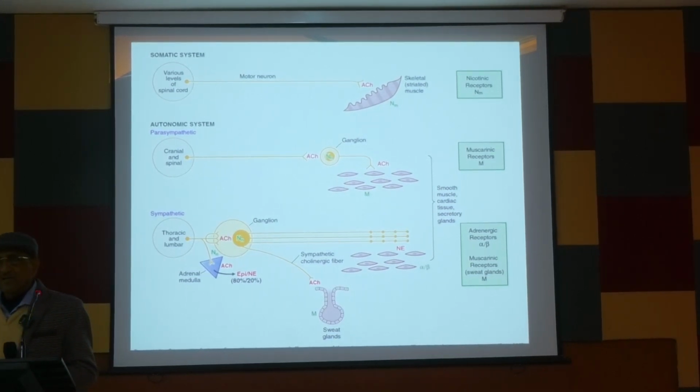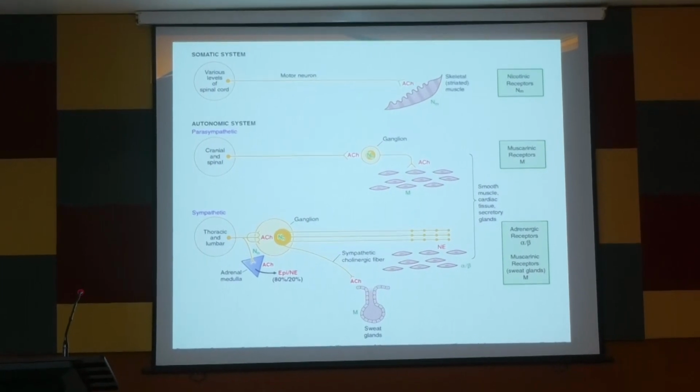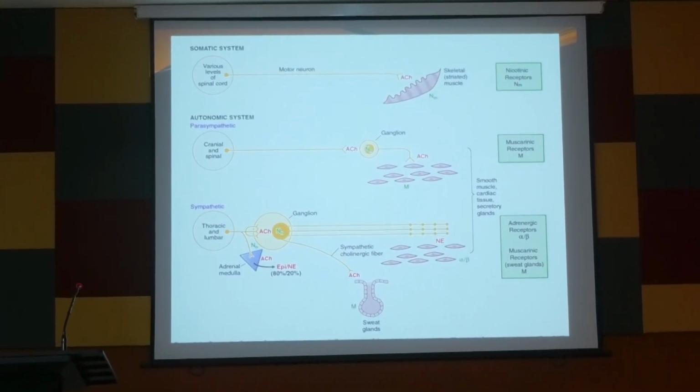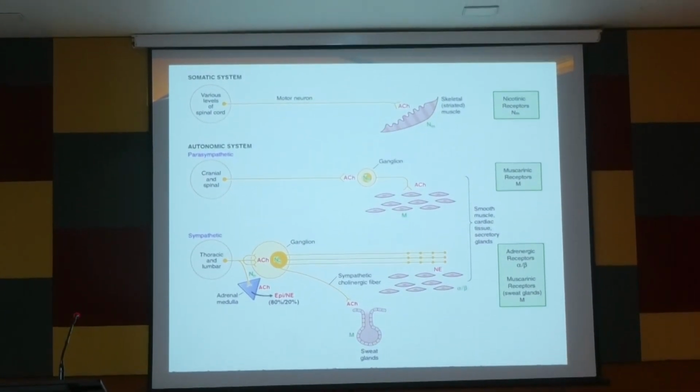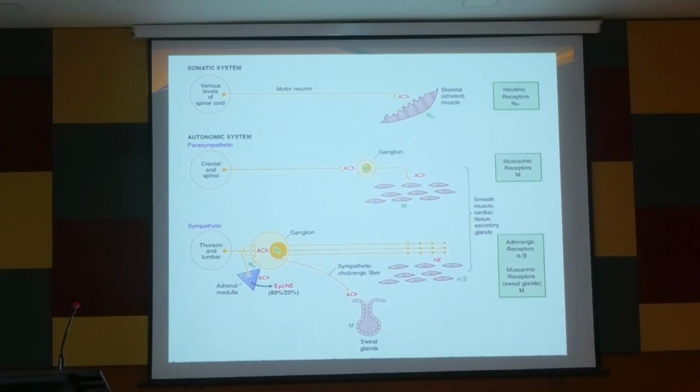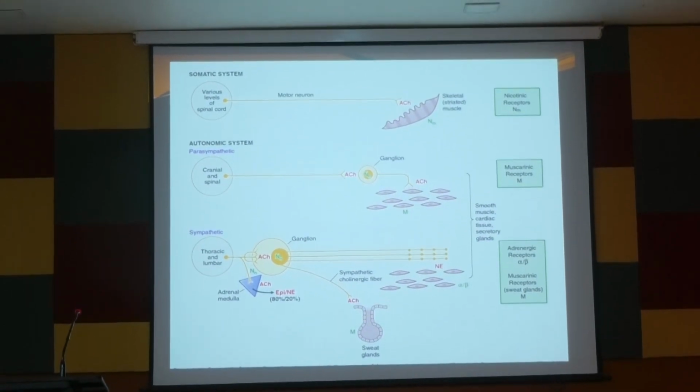And all the postganglionic parasympathetic nerve endings in the parasympathetic nervous system, where acetylcholine is the neurotransmitter. But postganglionic sympathetic nerve endings, where acetylcholine may act as a neurotransmitter, can you give any example? Supplying the sweat gland and also in the adrenal medulla.